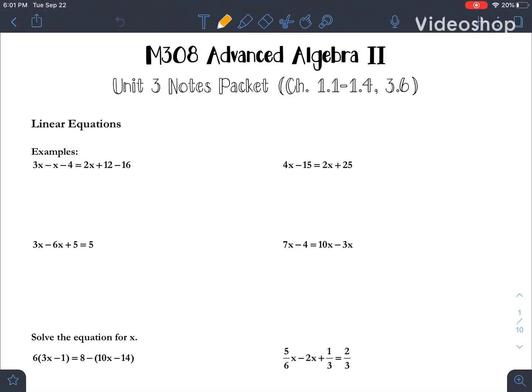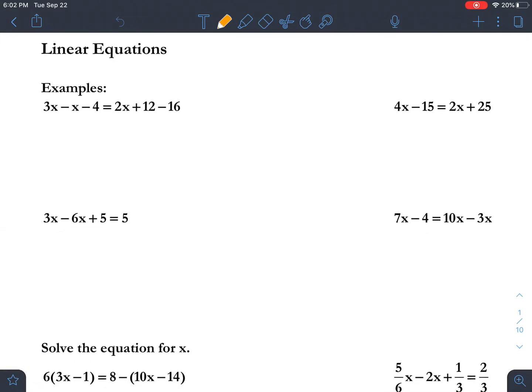Hey everyone, so today we're going to be starting out Unit 3 with linear equations. So actually the first thing I'm going to have you guys do, if you could pause the video, try out these 4 problems and you're going to solve for x. And I will show you the answers in a minute.